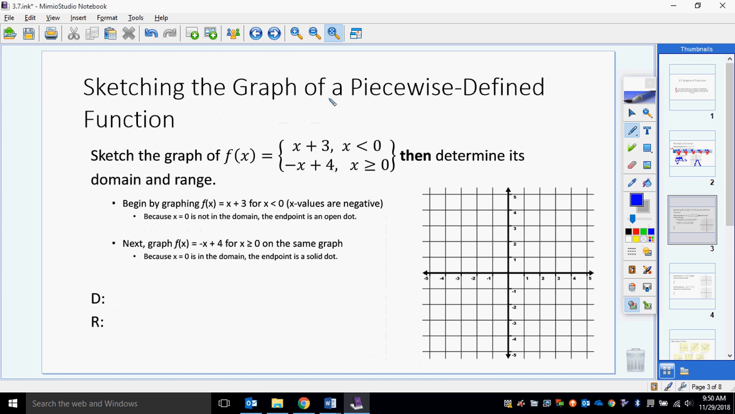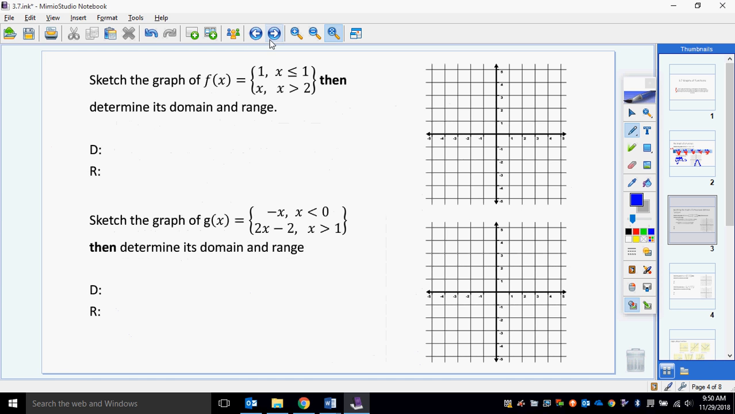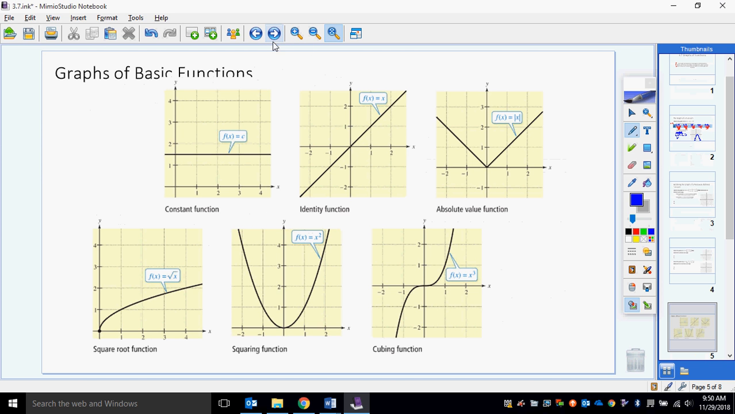I'm going to skip piecewise functions and how to sketch them. I'm going to skip the domains and ranges of piecewise functions. So let's get to other basic functions.